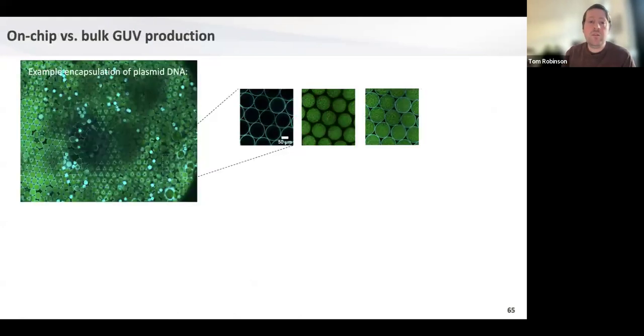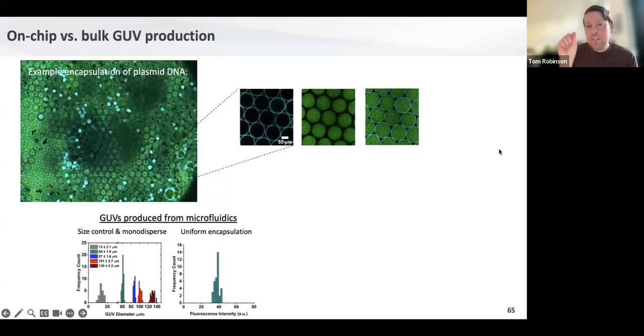So how do they look? Here's how they look when we collect them. There's lots of them. When we zoom in, we see we have good monodispersity and good uniform encapsulation. In this case, we were encapsulating labeled DNA plasmid. We can analyze each one of these GUVs and look at their sizes, and we can see we have really good monodispersity.